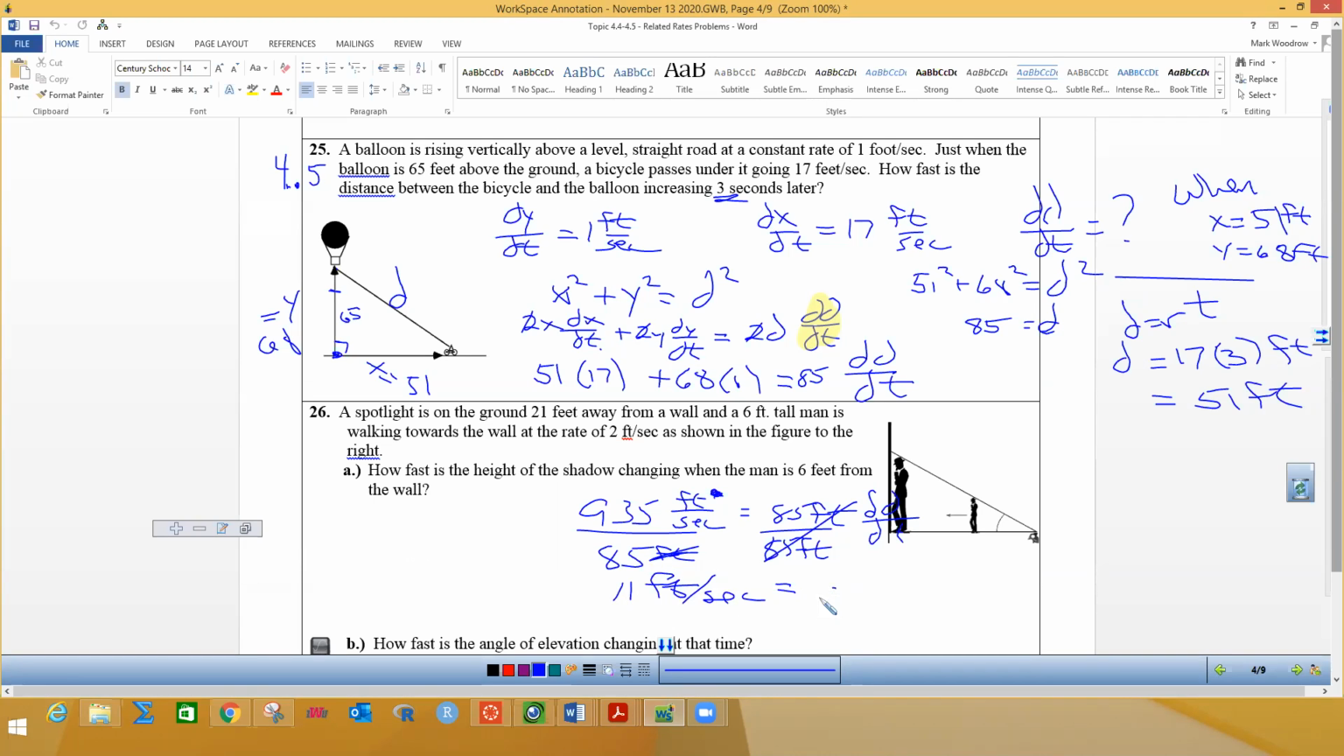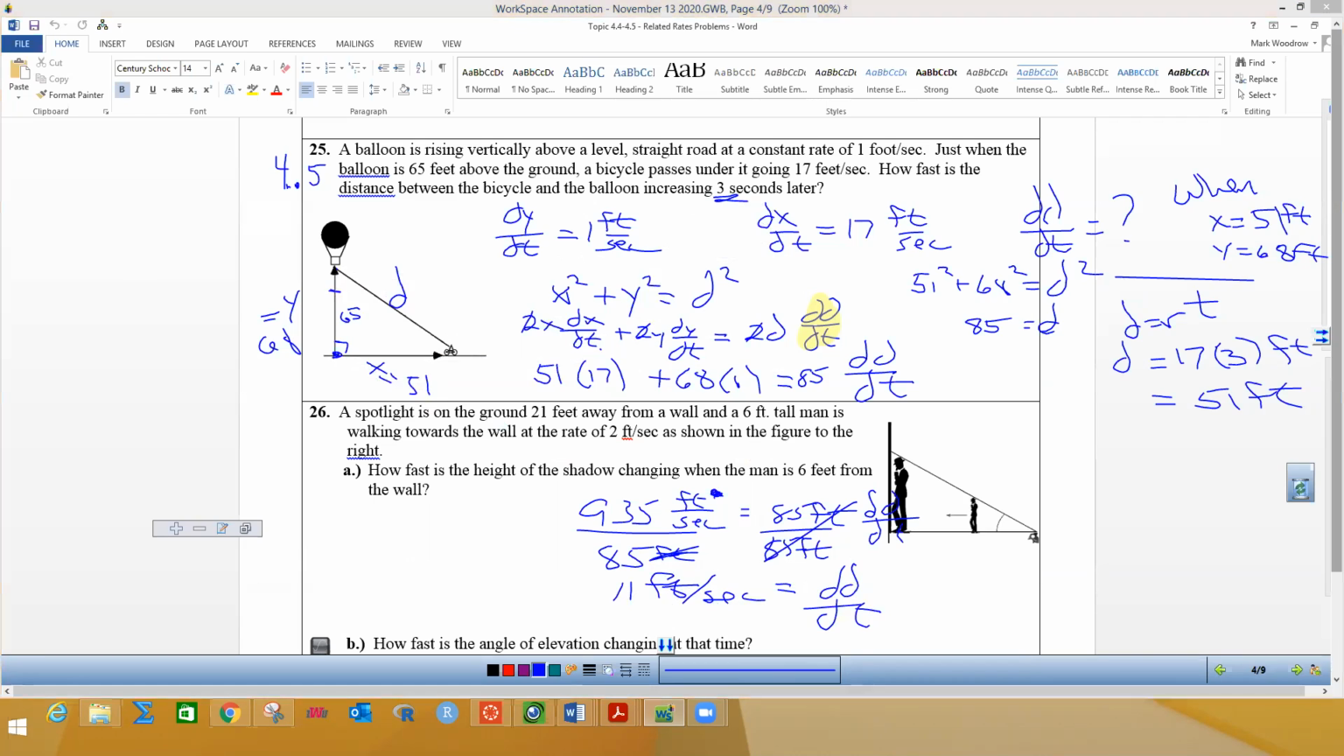Now, if they'd asked me to tell what that meant in relationship to this problem, it would have been along the lines that the distance between the balloon and the bike 3 seconds after the bike is directly under the balloon is changing at a rate of 11 feet per second. Okay, so that's that problem.